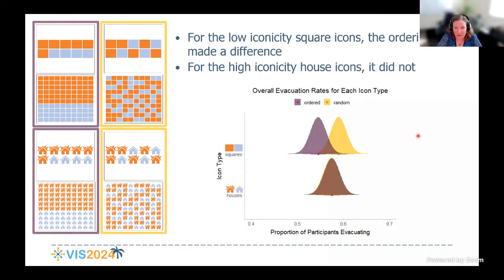We also found a significant interaction between the iconicity and the ordering of the icons. So for the ordered icon arrays shown in this purplish color, people were more likely to evacuate when they saw the houses than when they saw the squares, but randomizing the order of the arrays got rid of this effect.